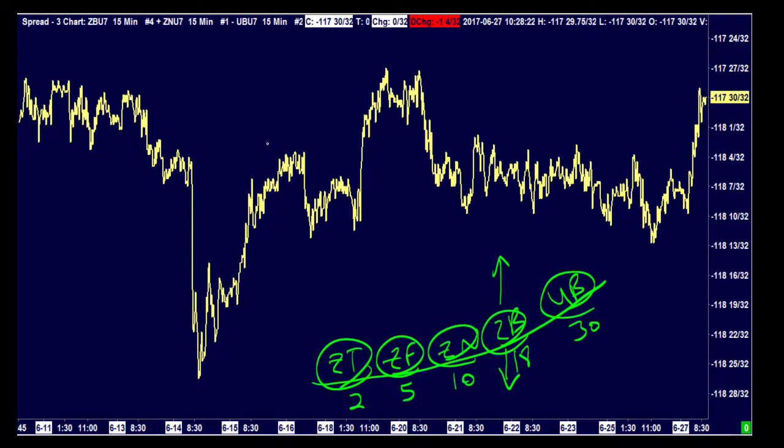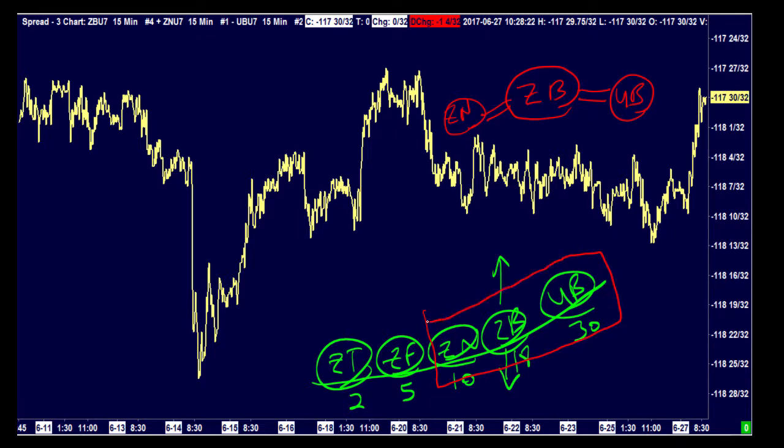In front of you is the ZB butterfly. The ZB is the belly of the butterfly, and then one wing is the ZN, and the other wing is the UB. So this is what the butterfly is, and you'll see on the yield curve, it's this portion. And I charted it right in front of you.